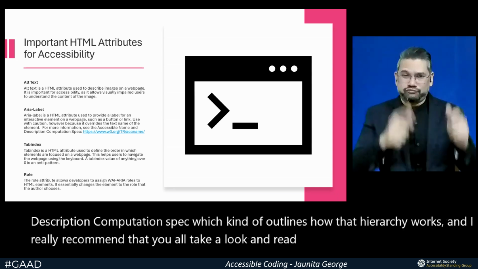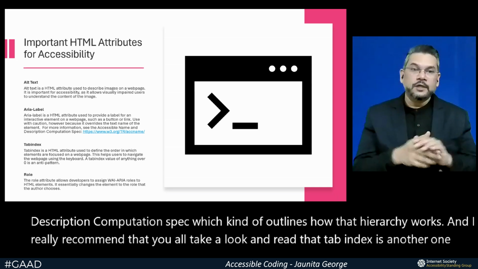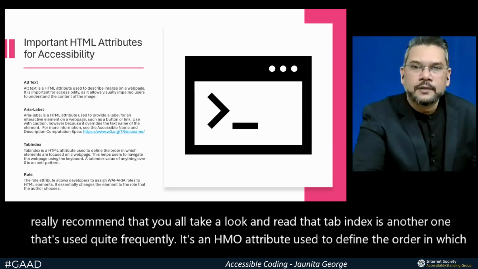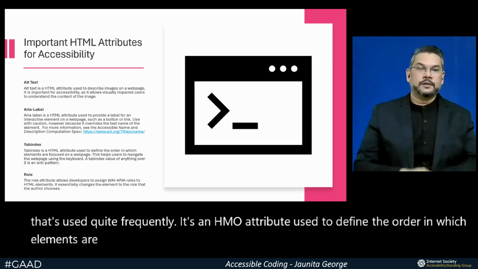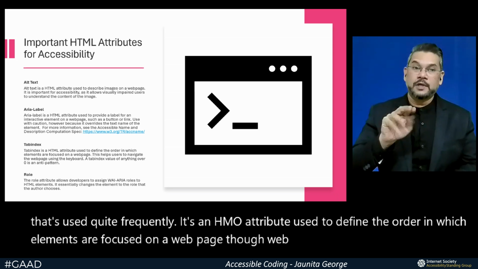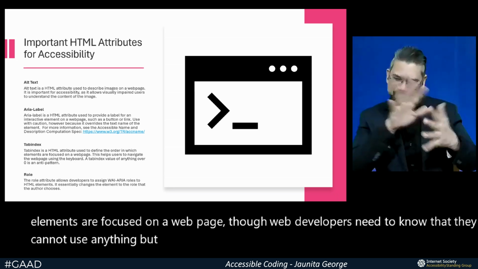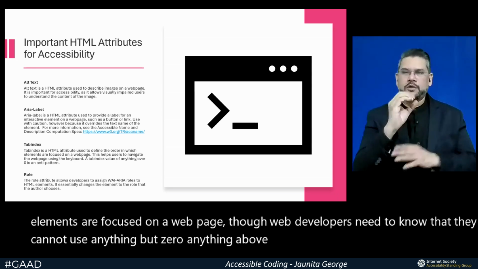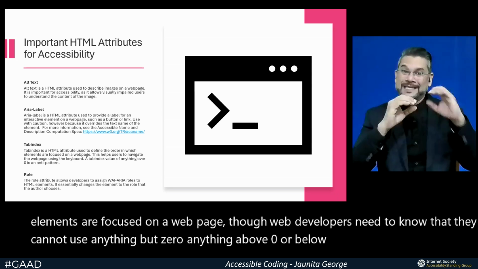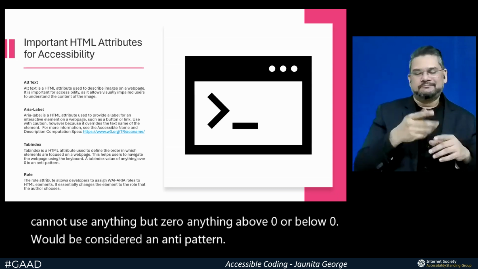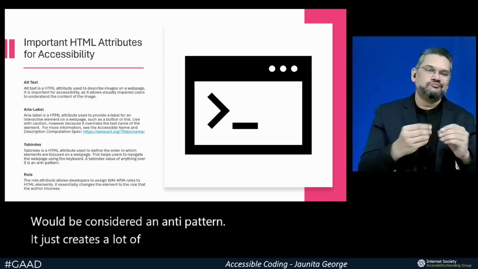Tab index is another one that's used quite frequently. It's an HTML attribute used to define the order in which elements are focused on a web page. Though web developers need to know that they cannot use anything but 0. Anything above 0 or below 0 would be considered an anti-pattern. It just creates a lot of problems and will ruin the experience for users.